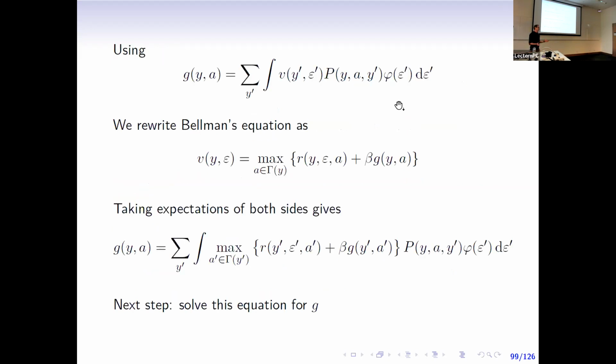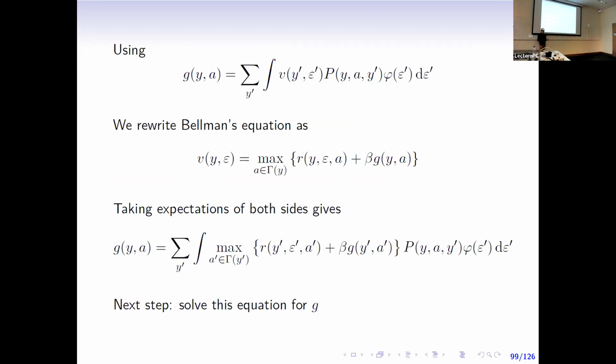Okay, so question. Can we solve this problem using G instead of V? So we look at G, we stare at the definition of G, and then we go back to Bellman's equation. And I'm going to rewrite Bellman's equation in terms of G. I just use the definition of G and substitute it into Bellman's equation.